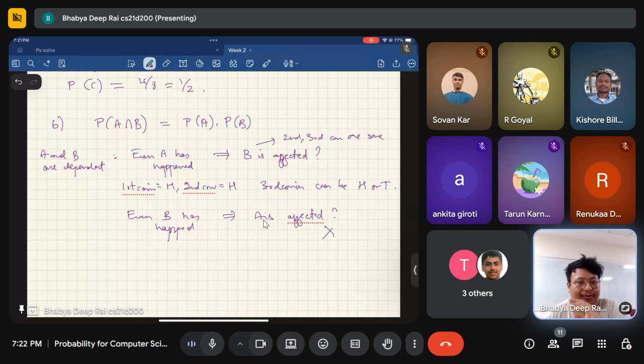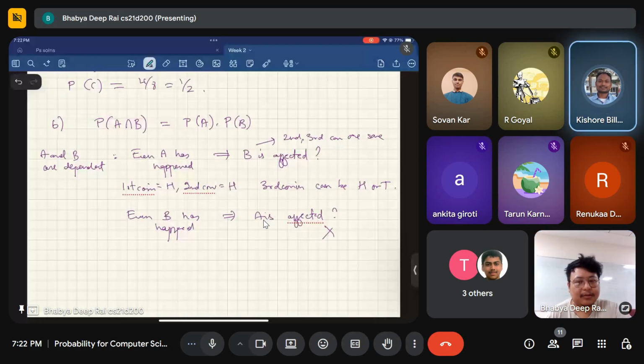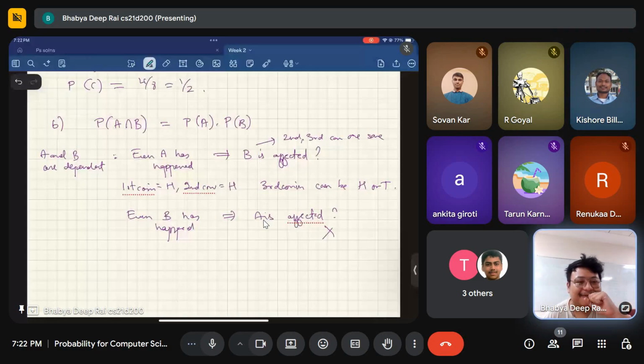Yeah, but you don't mean that they are happening one after the other, no? Yeah, see, B's outcome is not dependent on the outcome of A. That's what I mean. Oh, okay. Yeah, sorry, then I misinterpreted that. No problem.